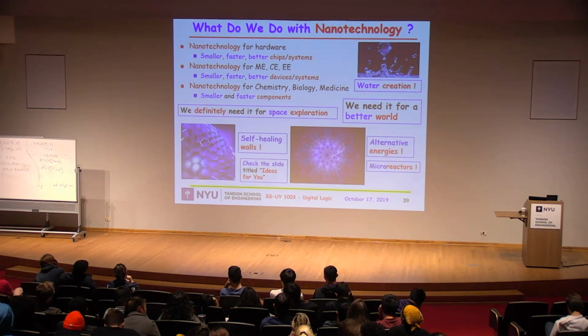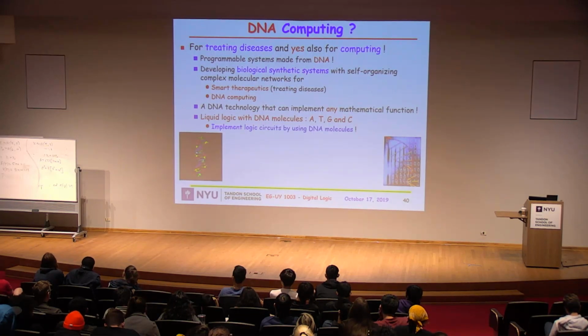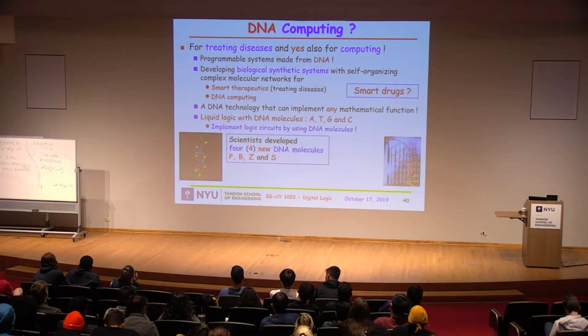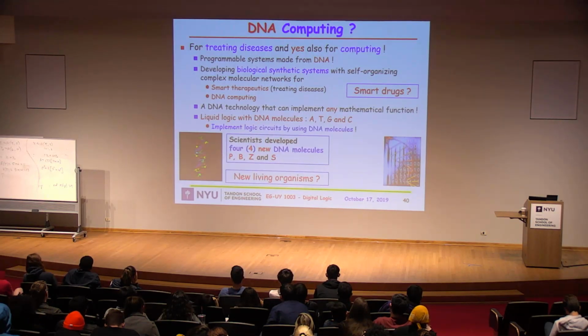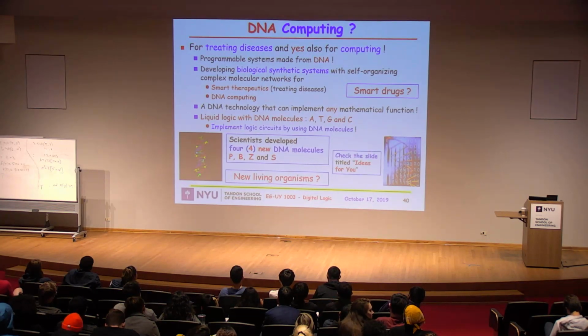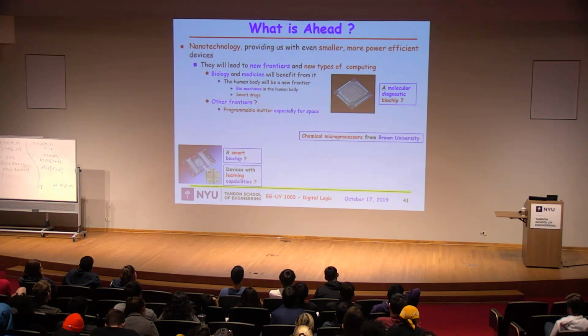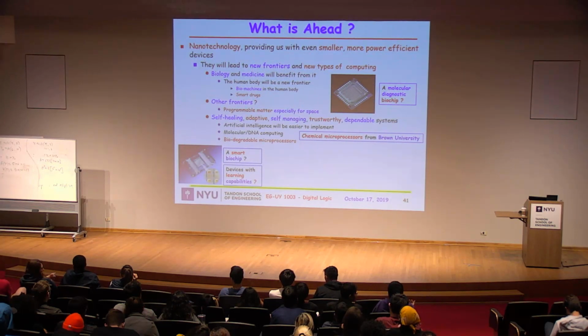All right, so let's go a little bit past DNA computing. I have some news for our biology students. Scientists have just developed 4 new DNA molecules. They are called P, B, Z, and S. So now we have 8 DNA molecules. So who knows? Humanized animals, they will be around us. Anyway, let's not get depressed, huh?